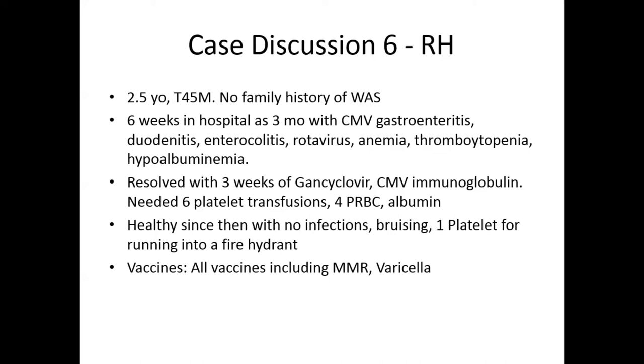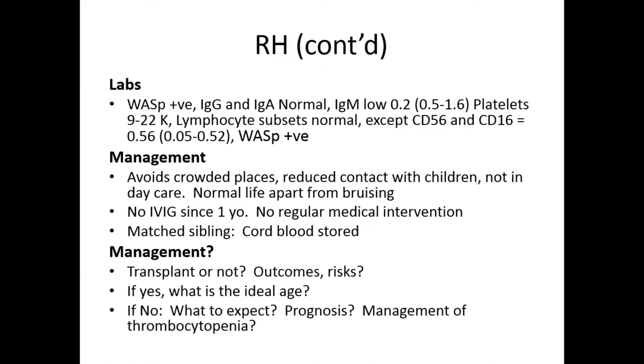He does have WASP protein, probably reduced, but he has normal immunoglobulins except IgM, typical platelet count, lymphocyte subsets normal, slightly increased NK cells. Management: he avoids crowded places and reduced contact with children; he's not in daycare. Otherwise, he lives a normal life. He has had no IVIG and no regular medical intervention. He has a matched sibling whose cord blood has been stored. Questions: transplant or not, outcomes and risk, what ideal age, what to expect, management of thrombocytopenia.